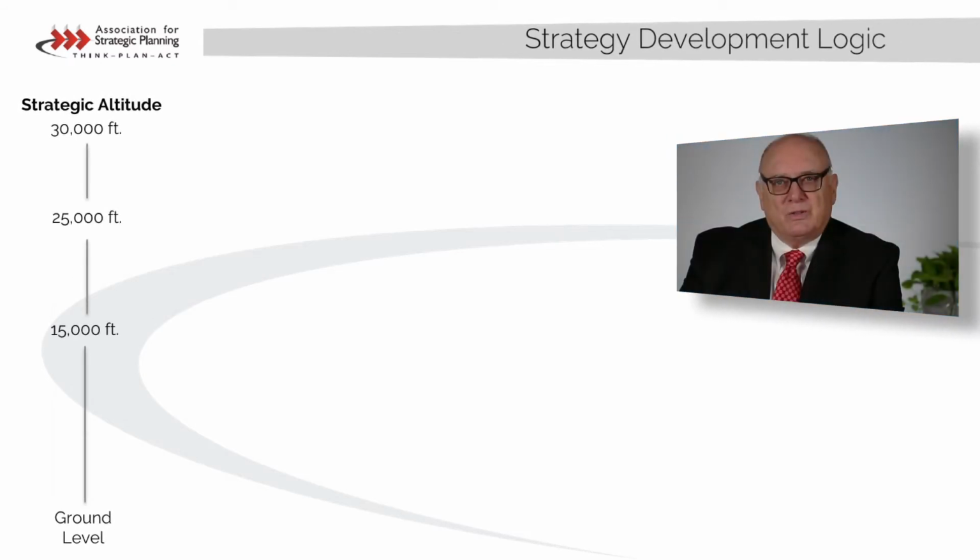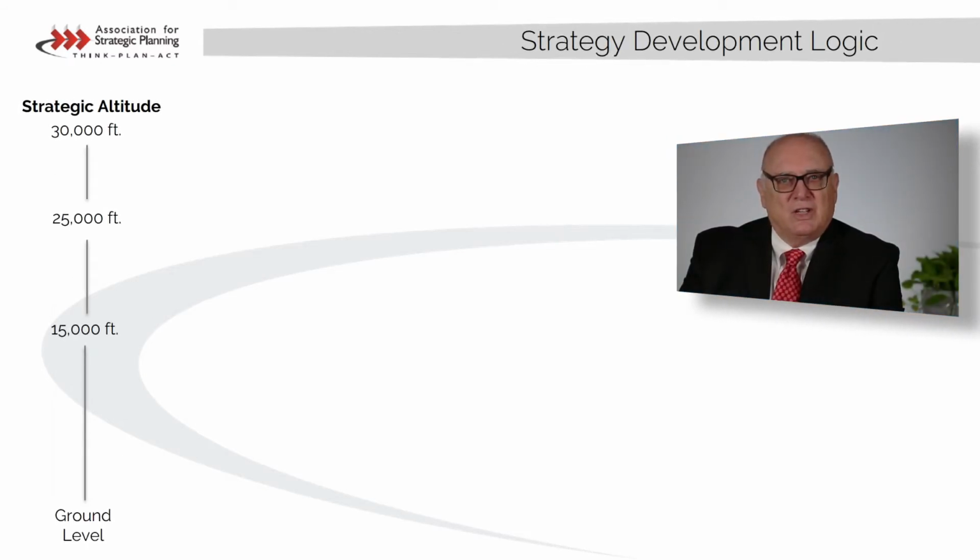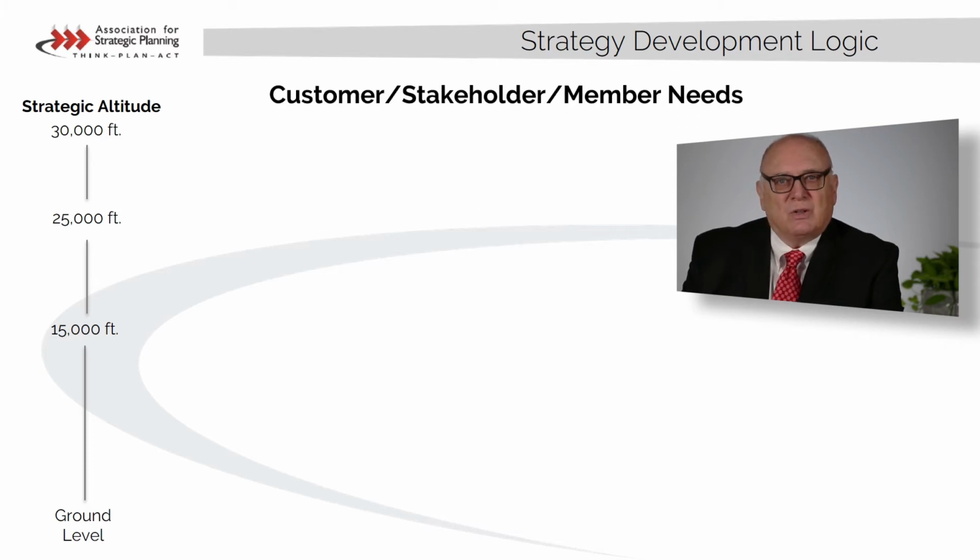The logic we used is based on the notion that strategy has altitude, and translating strategy into action requires an understanding of the different elements of strategic management and how they connect and support each other. The development process starts with knowing who your customers and your stakeholders are, and understanding their needs and their value proposition through their eyes.